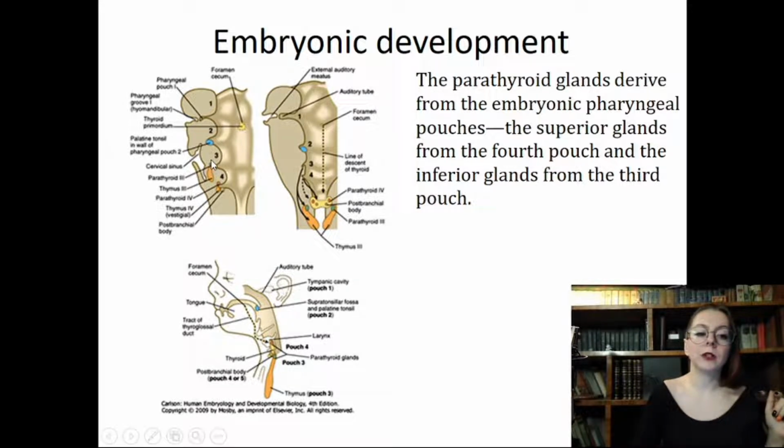So the third pouch cells migrate lower and transform into the lower pair of parathyroid glands. Notice that the third pouch is also used as a source of the thymus. So some defects of the thymus and some immunodeficiency syndromes are accompanied by problems with calcium level, calcium metabolism. And this migration usually is disturbed due to problems with the neural crest.